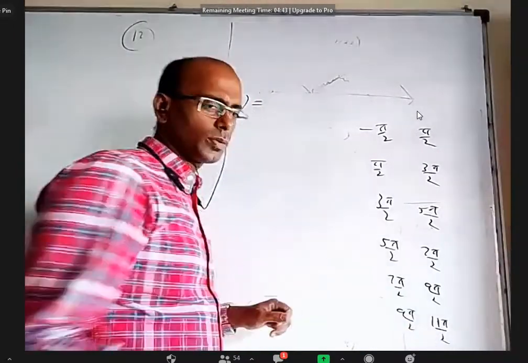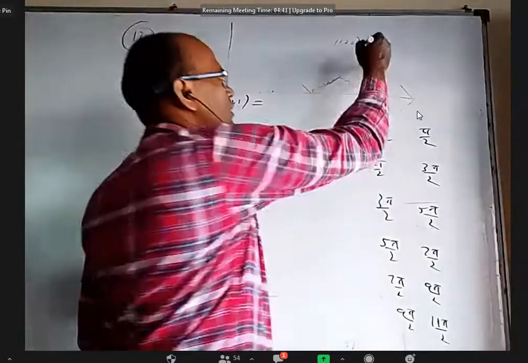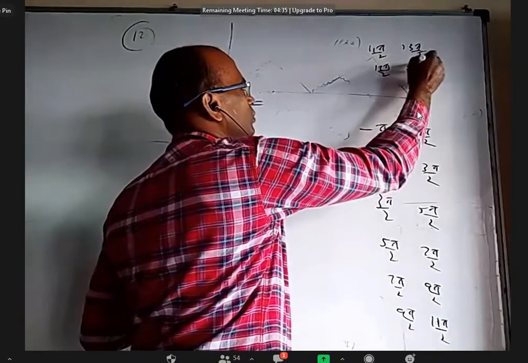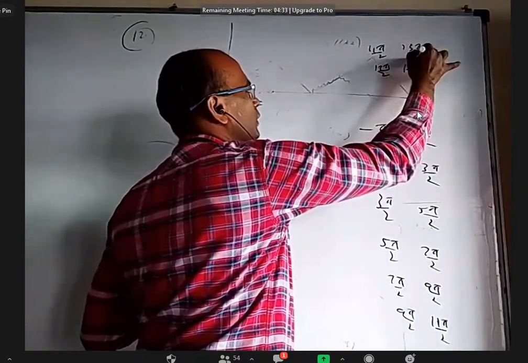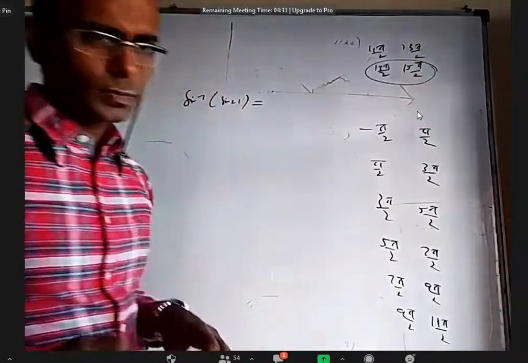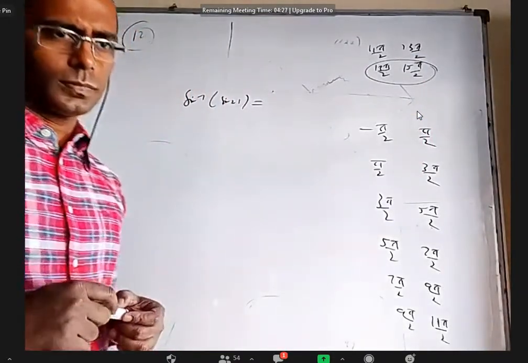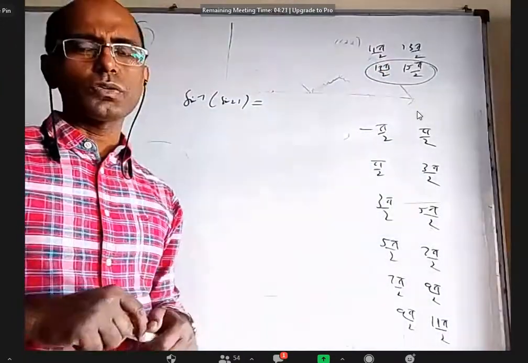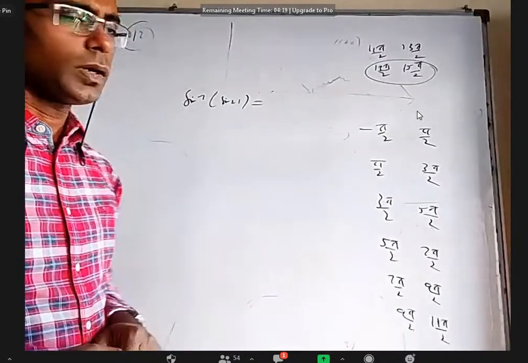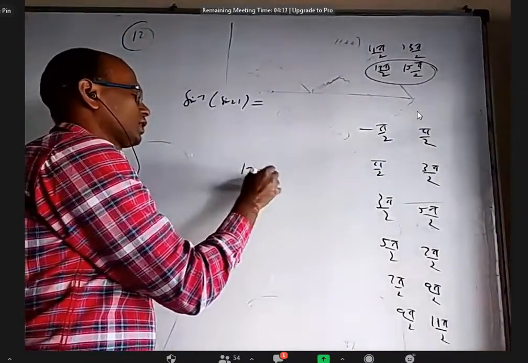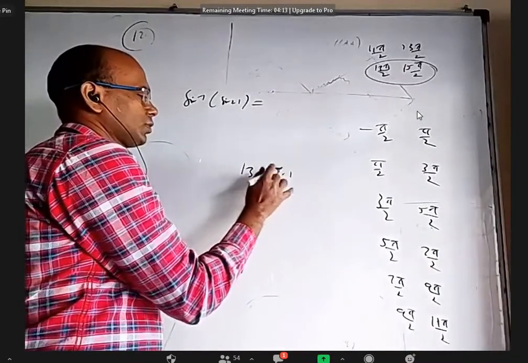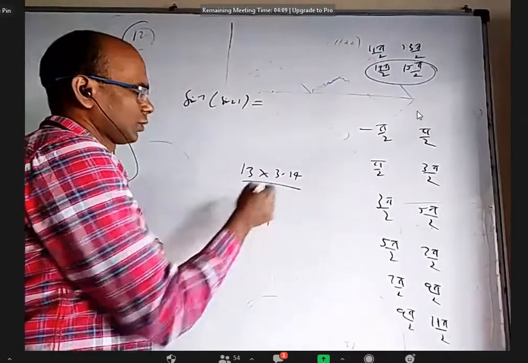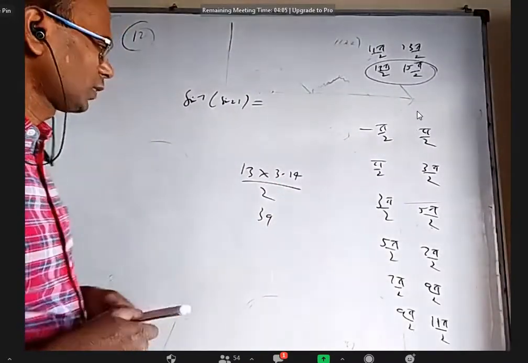I think I have to write two more intervals: 11 pi by 2 to 13 pi by 2, and 13 pi by 2 to 15 pi by 2. Can I say 21 belongs to this? What is 13 pi by 2? 13 into 3.14 by 2, roughly 39 by 2. I don't know if it is still more, so I have to check on that also.